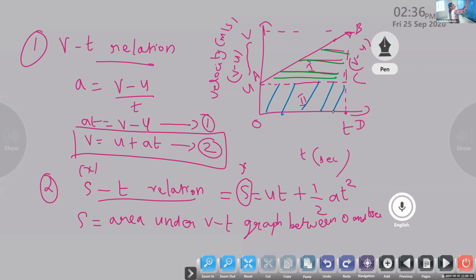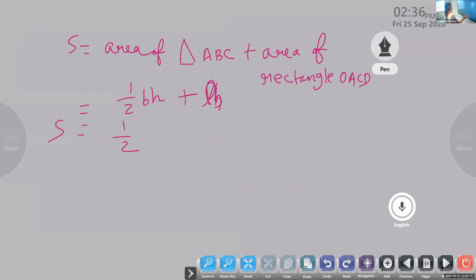First we find out the value for half BH. B is this, that is AC. AC is parallel to OD, correct? What is OD? Time T. And height means you don't measure from here to here. We only measure this. According to that, it is V minus U. So we just substitute that. So half into T into V minus U.